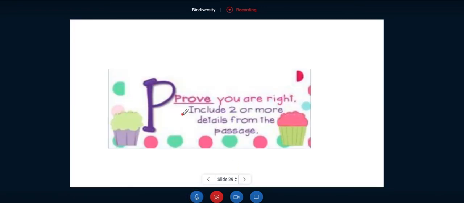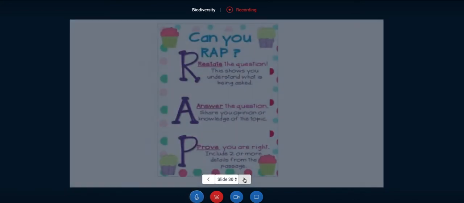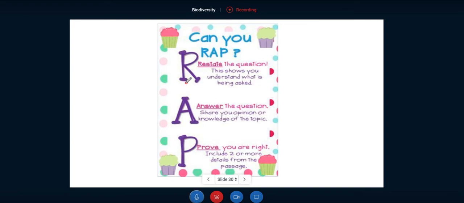Okay, the last part of wrap is the P, which means prove you are right. That means you have to actually include two or more details from the passage to prove your answer. And that's the best way to answer a question directly on a discussion question. So again, wrap stands for restate the question, answer the question, and prove you are right.